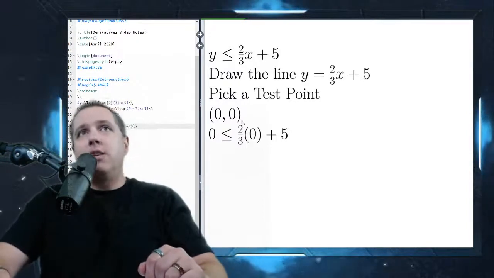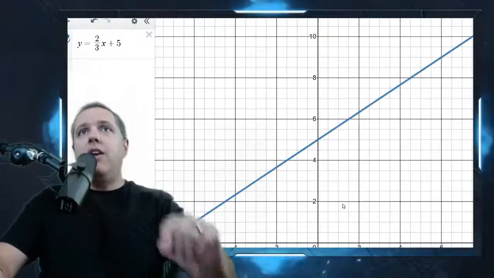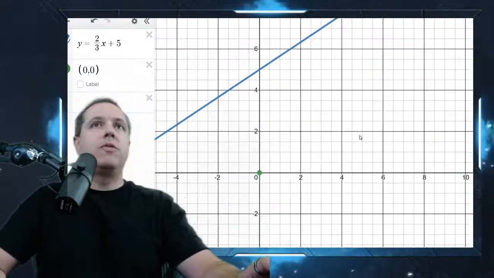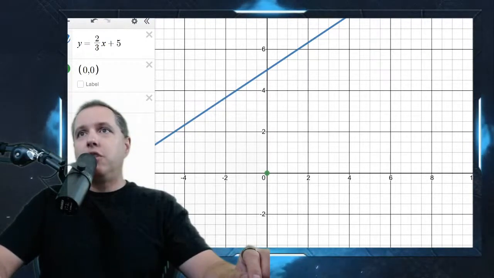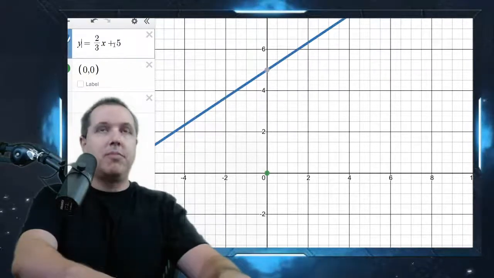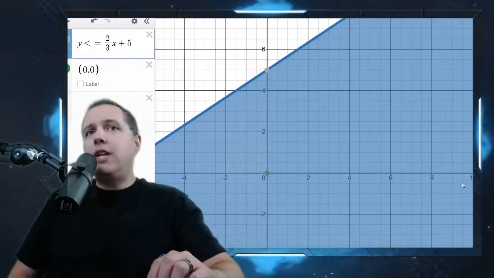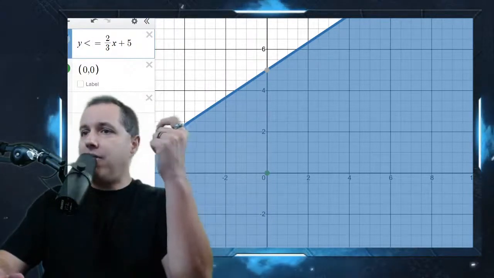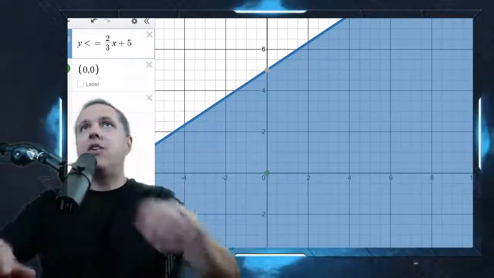In other words, 0, 0 is a solution to this inequality. So therefore, we know everything on the same side of 0, 0, all of this, is a solution. So we're going to fill all of this in. Notice that's what it does when I put up the less than here. It fills that side in. So if you take your test point and it works, fill that side in. If you take your test point and it fails, fill the opposite side in. That's how it goes with these inequalities.